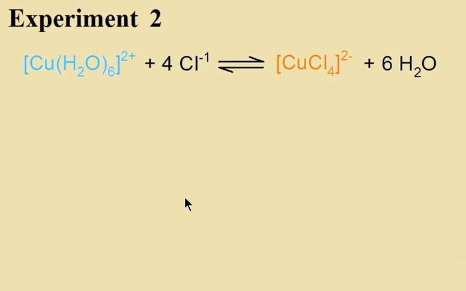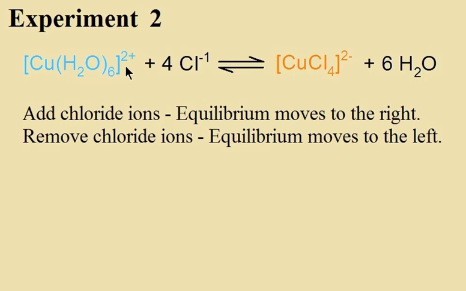Now overall for the system, we've got increasing amounts of chloride being added, replacing the water to eventually form this copper tetrachloride complex. So as we add more chloride ions, we move away from the chloride, and equilibrium moves further to the right. If we remove the chloride, we compensate for the removal of the chloride and move towards it and move equilibrium further to the left. So add more chloride, we move to the right. Remove chloride, we move to the left.